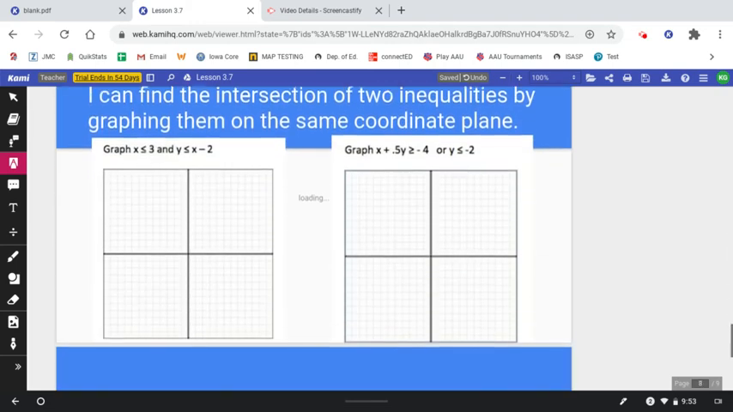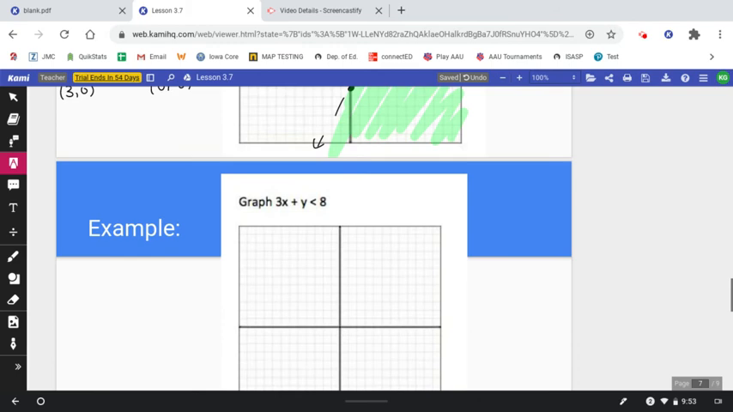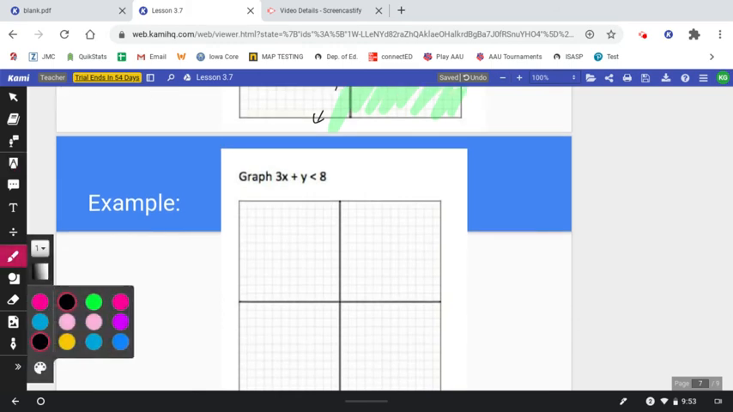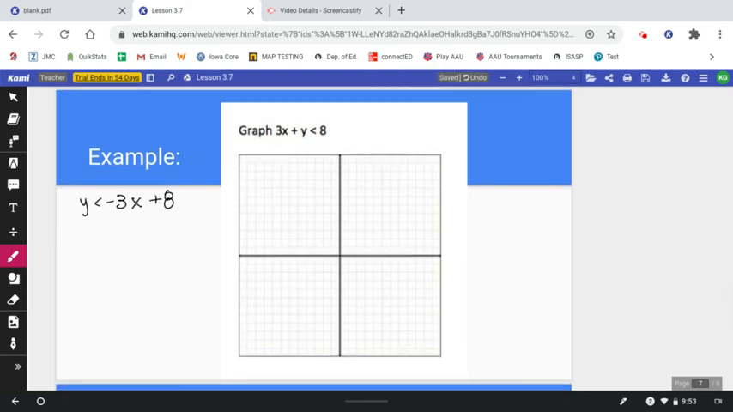Example number 2 is also in standard form. I'm going to get it into y equals form. So if I subtract 3x from both sides, that would give me y is less than negative 3x plus 8. So my intercept is 8, and my slope is negative 3 over 1. So 8, down 3, right 1, down 3, right 1.